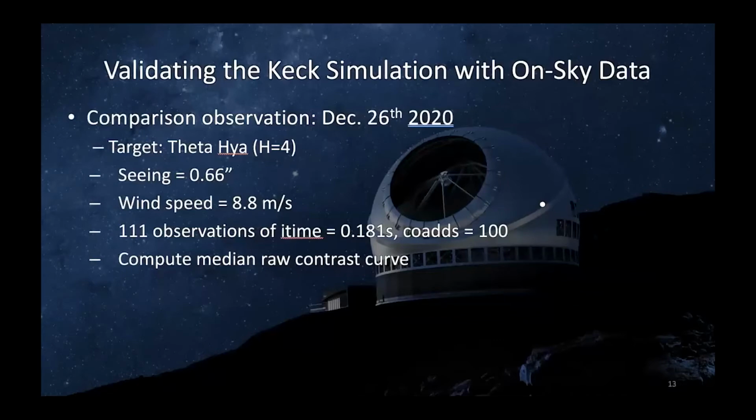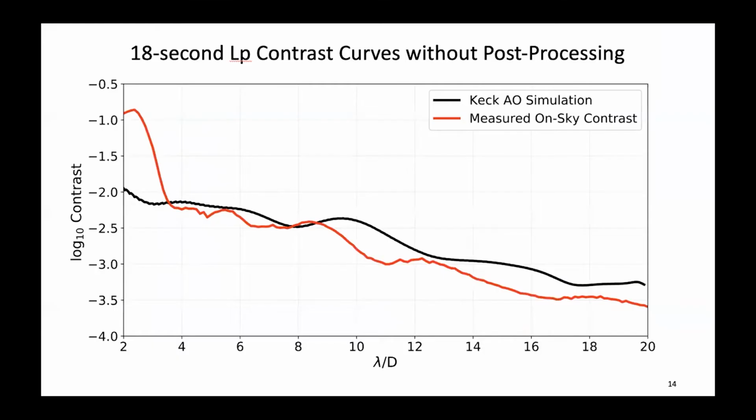Okay, so as I said, we're now going to validate this using data that we saved on sky. So in this process, we're only comparing our simulation to what I'm going to call the raw or the unprocessed contrast. So here we didn't use any kind of angular differential imaging or principal component analysis. We're just comparing to the raw contrast for this particular night. And the results are in the slide that you see here. This is the log of the contrast.